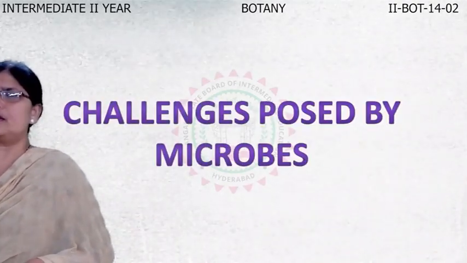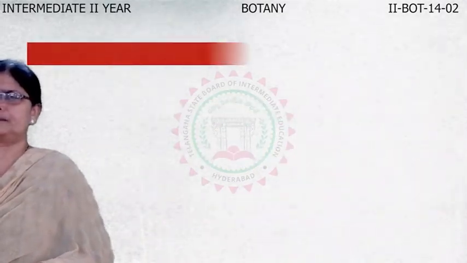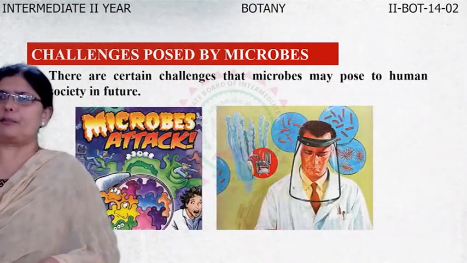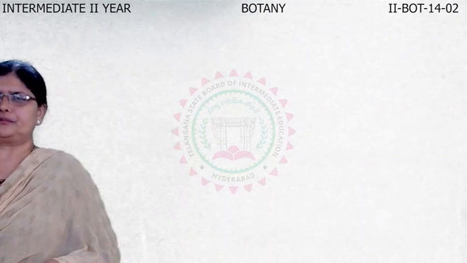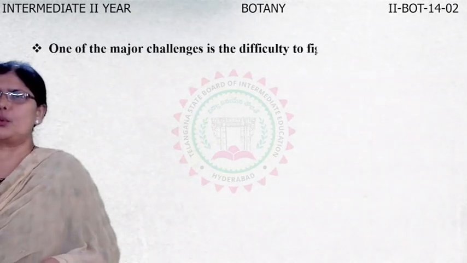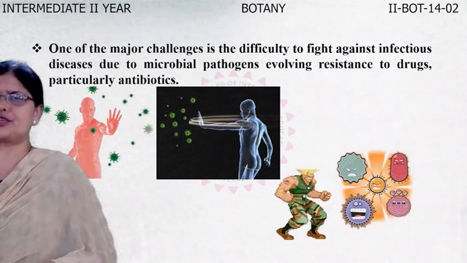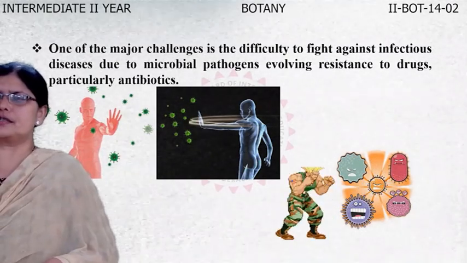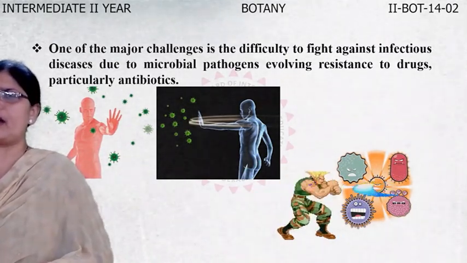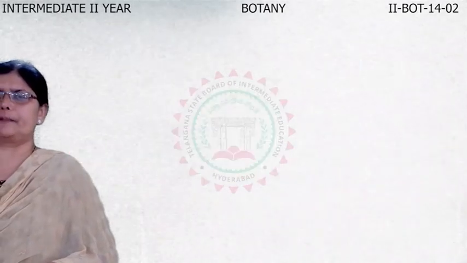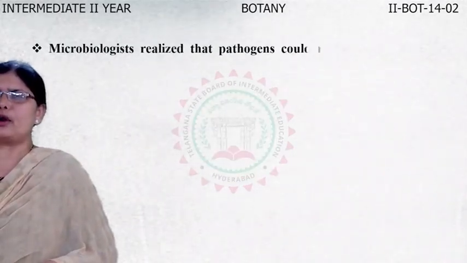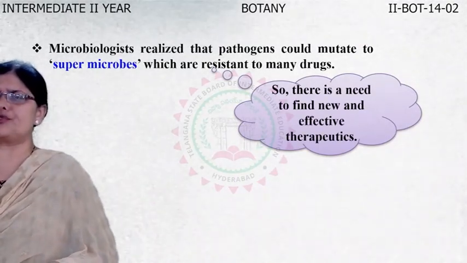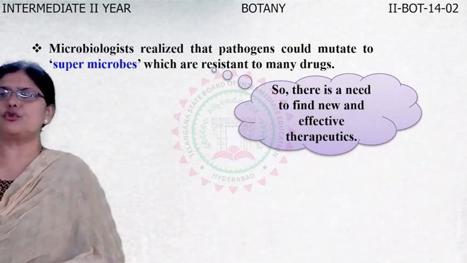Now let's see what are the challenges posed by the microbes. There are certain challenges which microbes may pose to human society in future. One of the major ones is difficulty to fight against infectious diseases due to microbial pathogens evolving resistance to drugs, particularly the antibiotics which we commonly use in our Indian society. Microbiologists realized that pathogens could mutate to supermicrobes which are resistant to many drugs. So there is a need to find new and effective therapeutics.